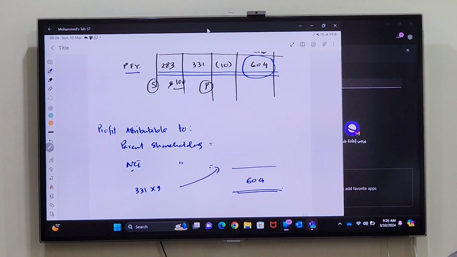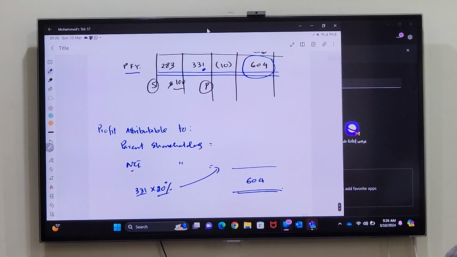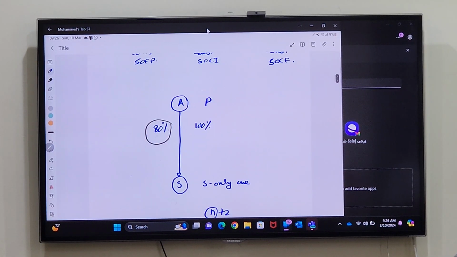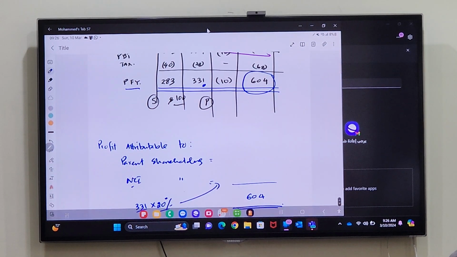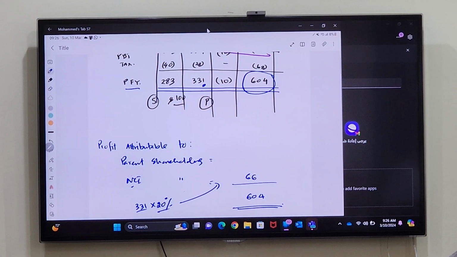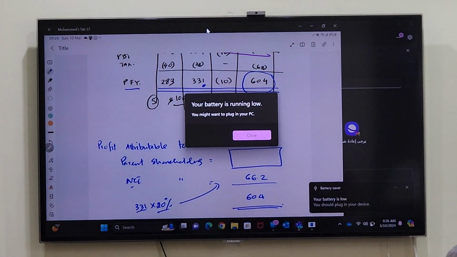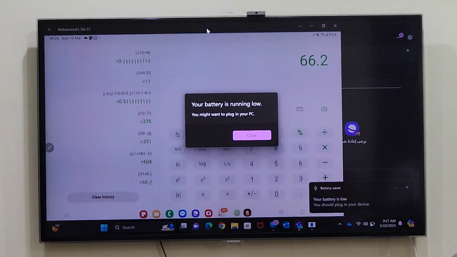So this will be 331 into 20%. How did I get 331? That is from here. How did I get 20%? That is from this. 100 minus 80% will give you 20%. So what is the answer then? 331 into 0.2 is 66.2. And this is the balancing figure.